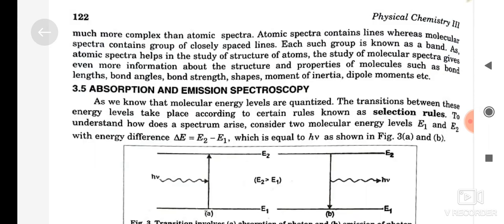Each such group is known as a band. As atomic spectra help in the study of the structure of the atom, the study of molecular spectra gives even more information about the structure and properties of molecules, such as bond length, bond angle, bond strength, shape, moment of inertia, and the dipole moment, etc. Absorption and emission spectroscopy.